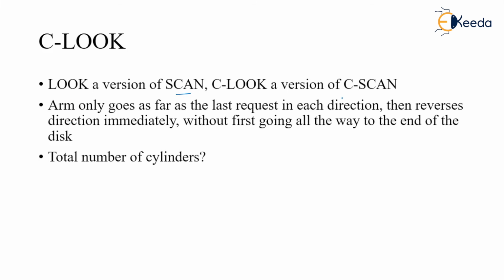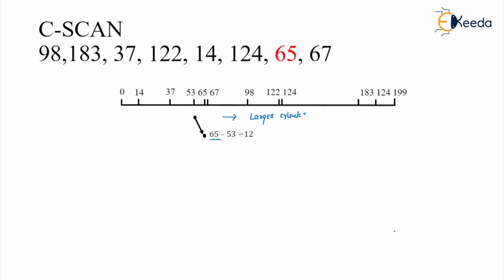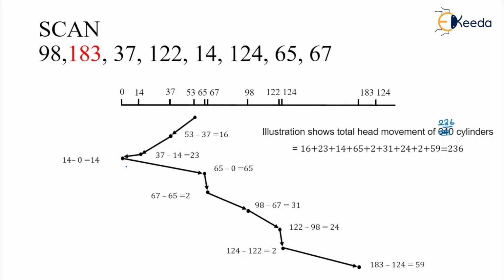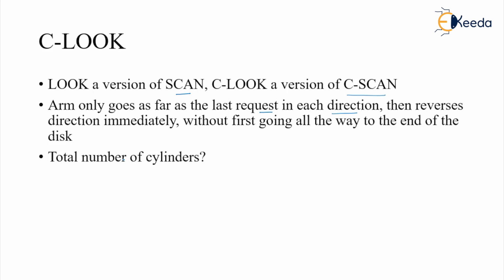LOOK is a version of SCAN and C-LOOK is a version of C-SCAN, circular scan. The arm goes as far as the last request in each direction and then reverses the direction immediately. If you look at LOOK, the arm goes directly till the last request. In your SCAN algorithm, it was going all the way to the end before reversing. But in C-SCAN and C-LOOK, the arm goes to the last request and reverses direction immediately, without going all the way to the end of the disk. In one case we end at 0, and in one case we reach 199, and without going all the way, it reaches here.